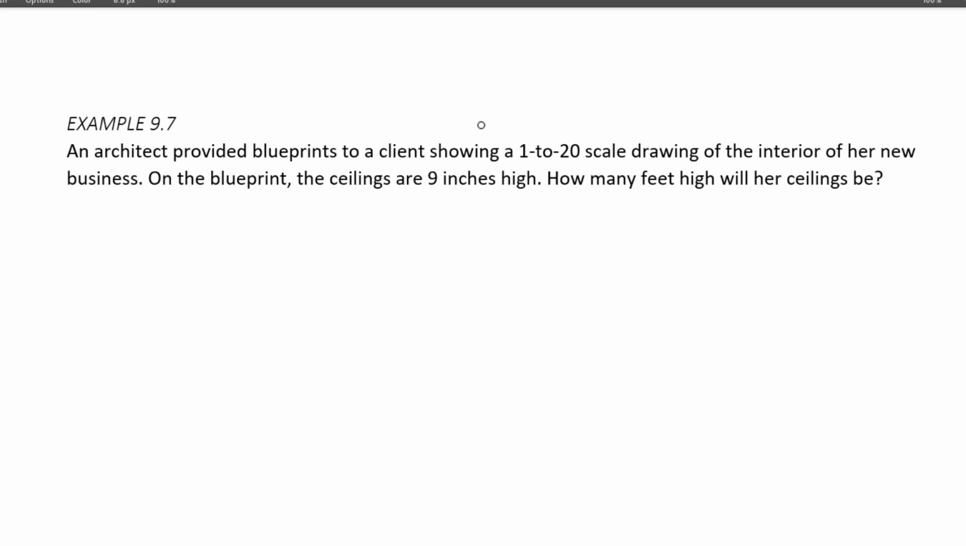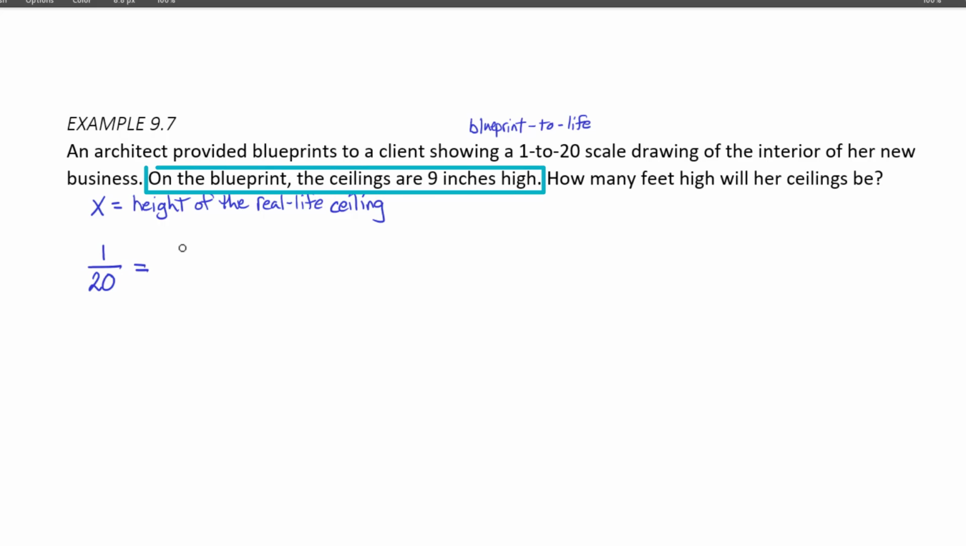So what is our unknown? X. Our unknown is the height of the ceiling in real life. And the ratio is giving us a blueprint to life scale. It's saying what you see on this blueprint in life is going to be 20 times the size. So on the blueprint, what shows as 1 inch in real life is going to show as 20 inches. That's going to be our ratio on the left-hand side. We're going to set that equal to, on the blueprint, the ceilings are 9 inches.